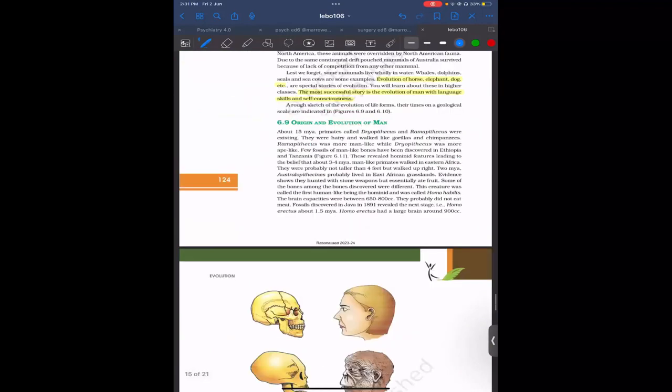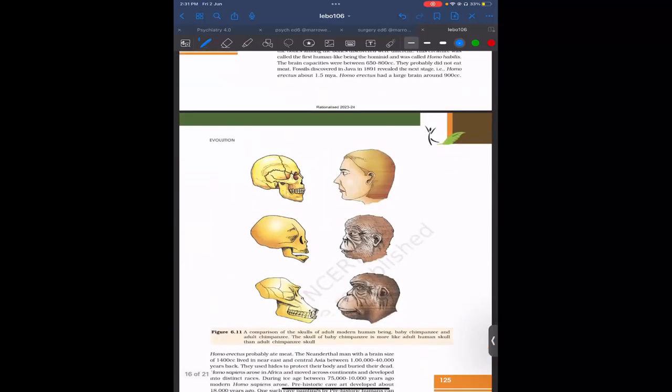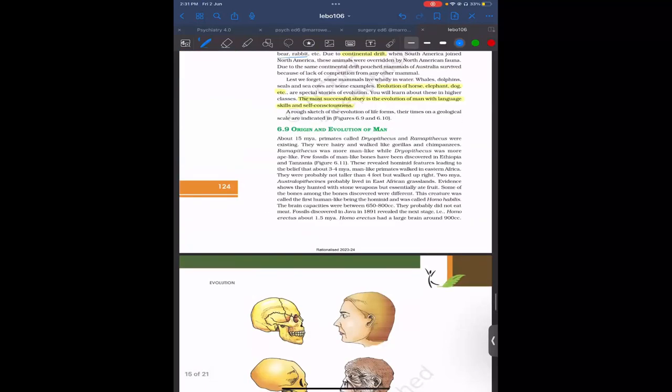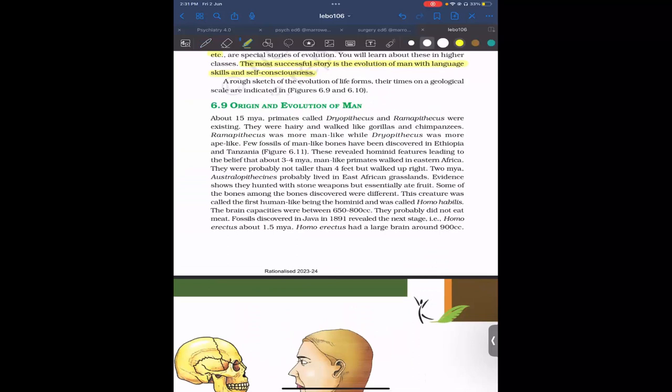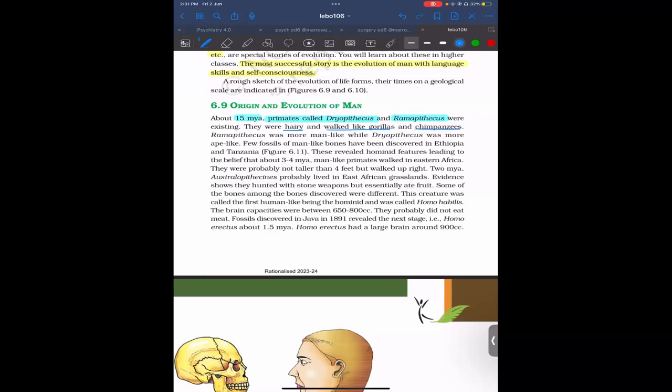Now the last and the most interesting part of the chapter is the evolution of humans. According to the evolution of humans, around 15 million years ago, primates called Dryopithecus and Ramapithecus came into existence. Now these were hairy and walked like gorilla and chimpanzee. Ramapithecus was more like man, and Dryopithecus was more like ape. So here also you got the distinction. From Ramapithecus, humans developed, and from Dryopithecus, apes developed.